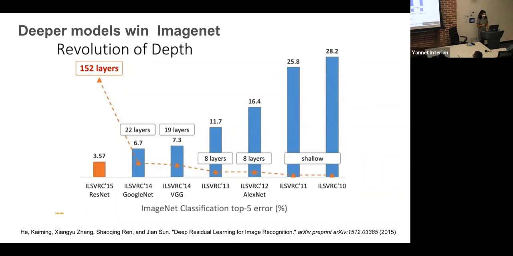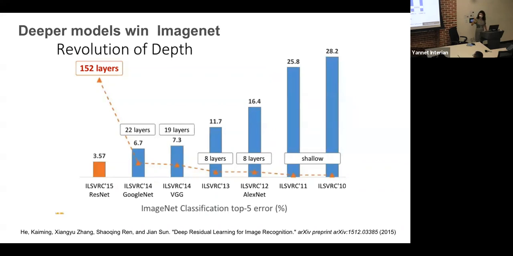What happened here, I don't know if you guys see that, is that first of all, what you see is the top five classification error. Don't worry about what top five means right now, but you see that the error decreases with time.